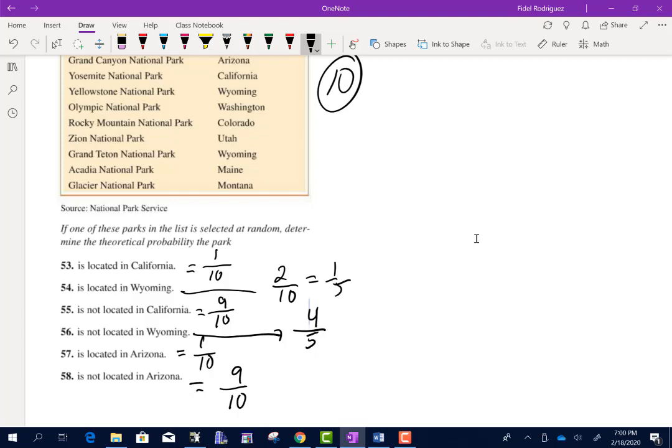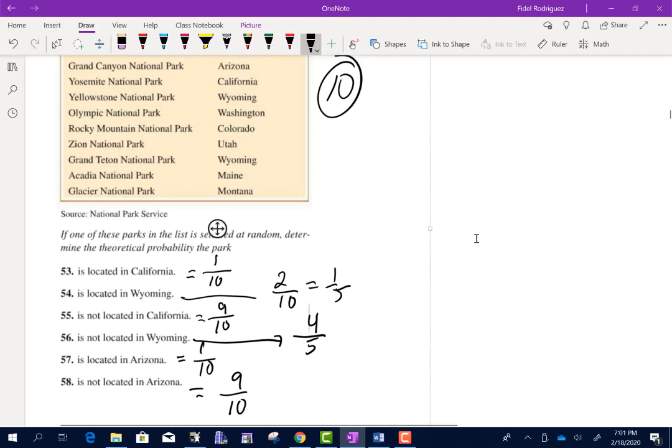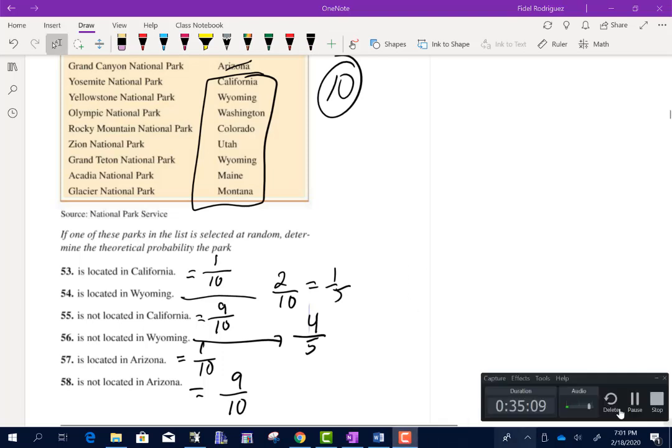So guys, I want to make sure that that concept is making sense, right? And so again, look, if we know that one of them is in Arizona, aren't those other 9 not in Arizona, right? And that's how I'm kind of coming up with that concept. All right. So anyway, that was 11.1. I hope it made some sense.